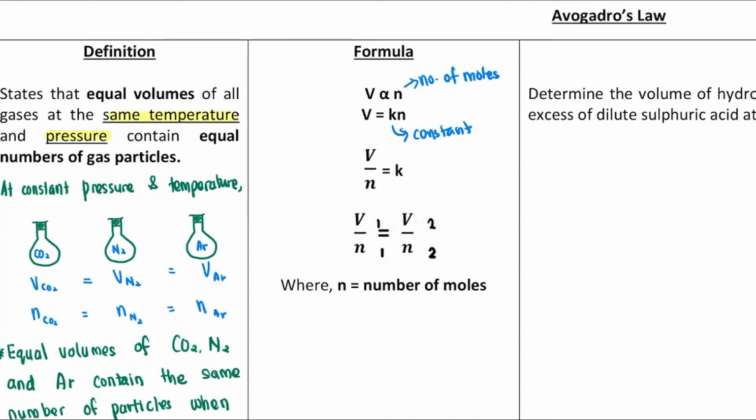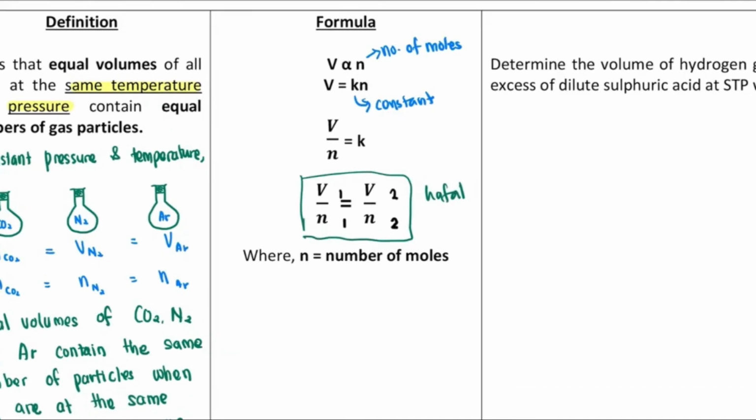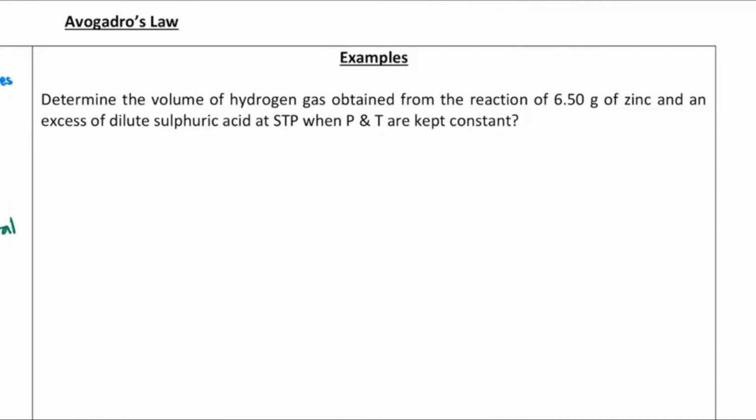Okay, so formula yang kita dapat figure out kat sini adalah V1 over n1 equal to V2 over n2. Okay, so 2 dengan 1 ni kena dekat lah. Okay, and then where n is number of mole. Alright, so ini formula yang kamu kena hafal. Okay, so ini kena hafal, ini yang kita nak buat dalam pengiraan kita. Okay, so next kita cuba example ni.